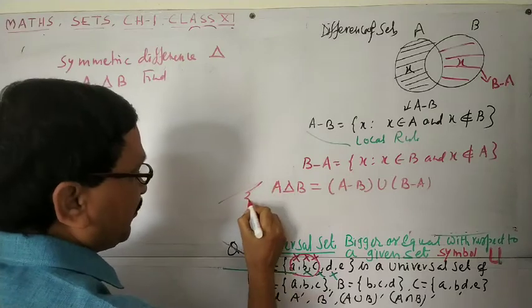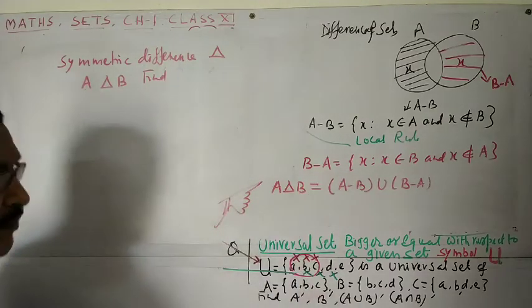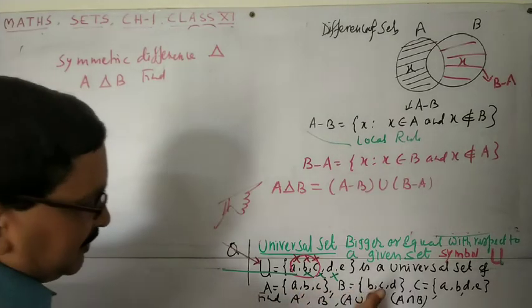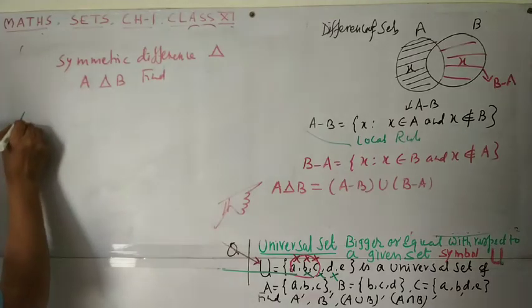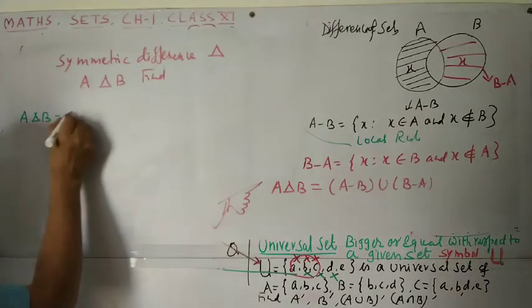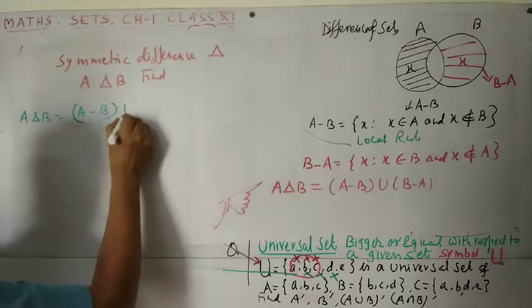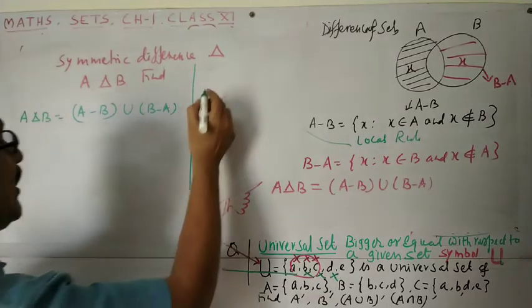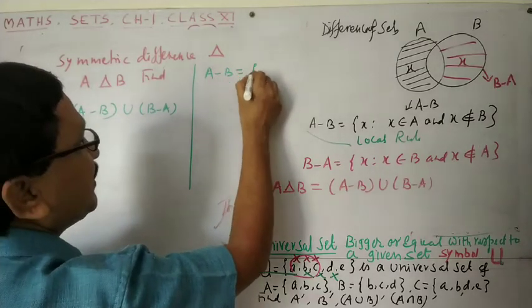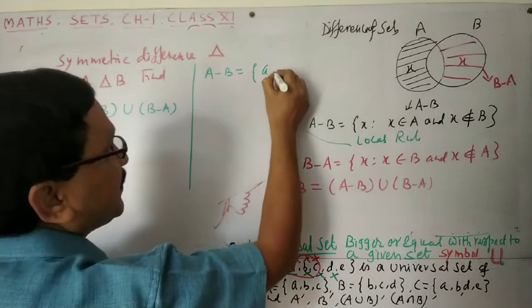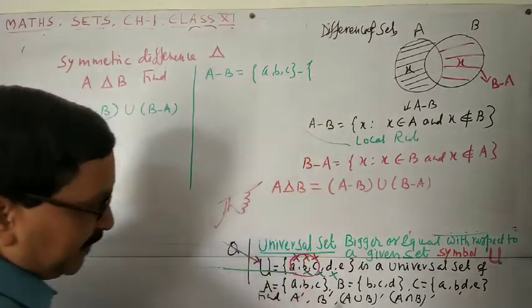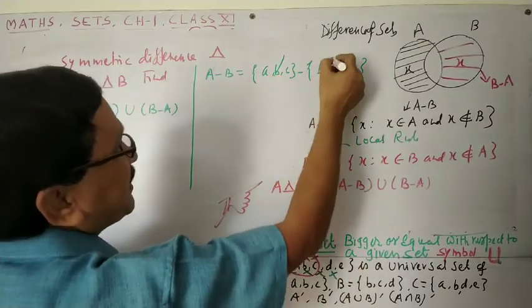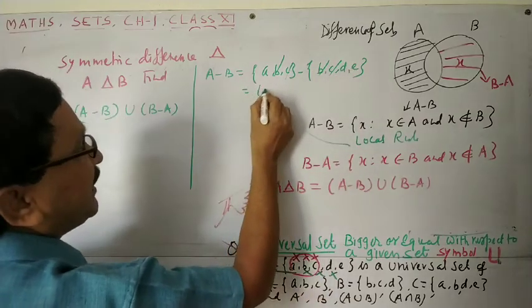Students, this is very urgent for you, but it has been deleted from the syllabus. So to find the value of A symmetric difference B, move towards this. Now A symmetric difference B is equal to A minus B union B minus A. Now on the right side I am going to find out A minus B. Write the value of A, ABC, minus B. B is BCD. Now just see B cancelled, C cancelled, and we are left with A.